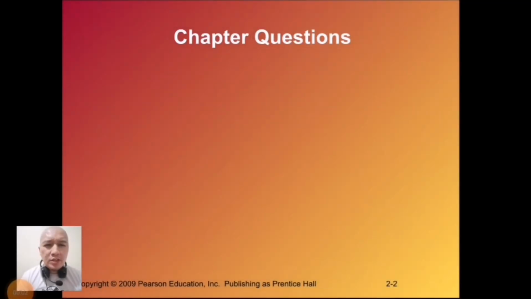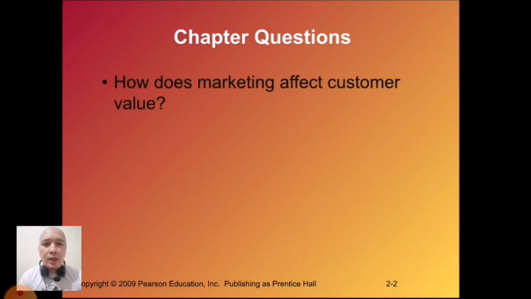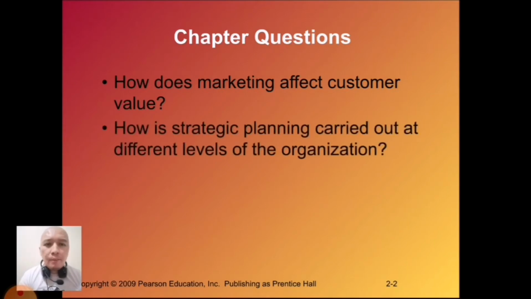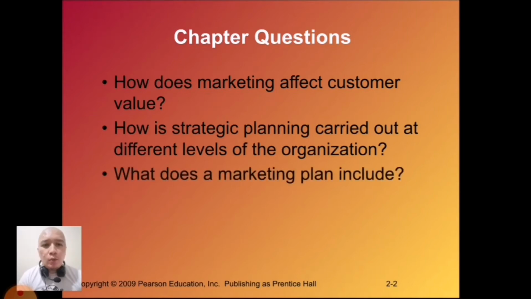By the end of this chapter, we should be able to cover the following questions. How does marketing affect customer value? How is strategic planning carried out at different levels of organization? And what does a marketing plan include?